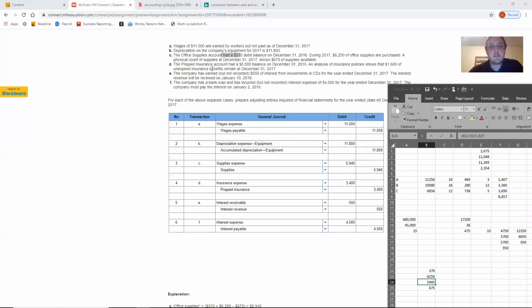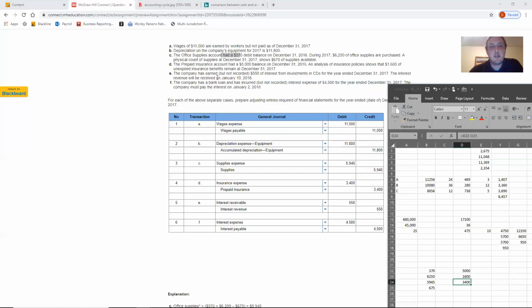Insurance expense. So we started with 5,000. And we only have 1,600 left. That means we need to reduce it by 3,400. Again, to increase insurance expense, we debit. To decrease the asset, we credit.